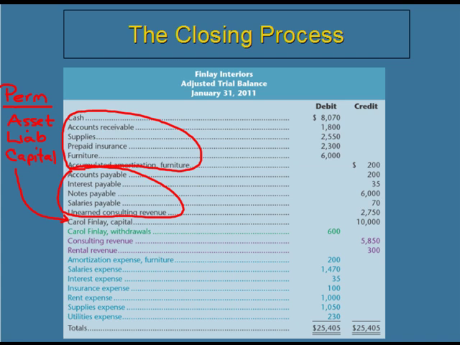Then we have temporary accounts. The temporary accounts are the withdrawal account, the revenue account, and the expense account. All of these accounts are used to accumulate information for a 12-month period of time. After that 12 months is over, we want to start off with a zero balance for the next fiscal year.